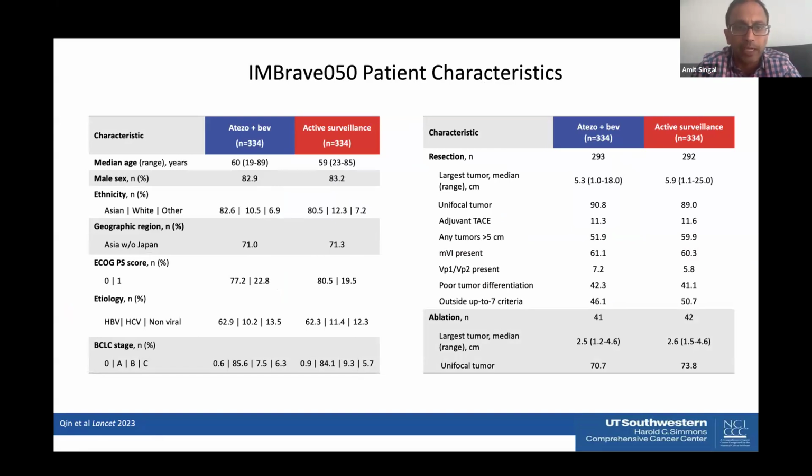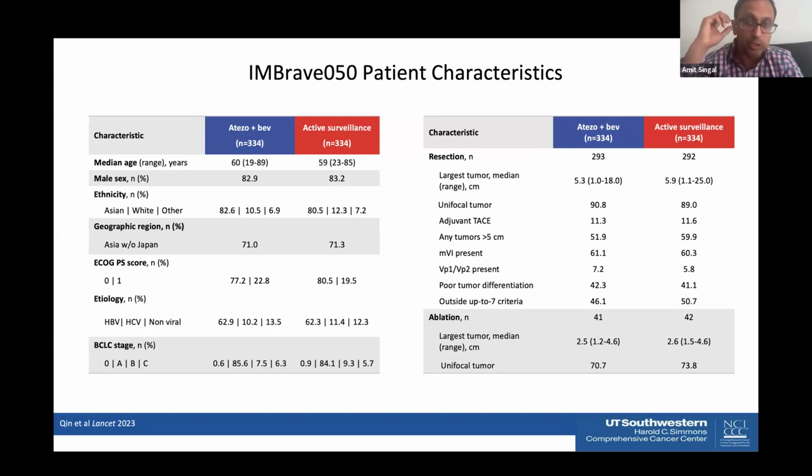When we take a look at the IMbrave 050 patient characteristics, you can see, not unexpectedly, a majority of the patients were Asian, so over 70% coming from Asia. You do see that in parallel, about 2/3 of the patients had hepatitis B, about 10% had hepatitis C, although over 10% of the patients had non-viral etiologies. The majority of patients had BCLC stage A disease.